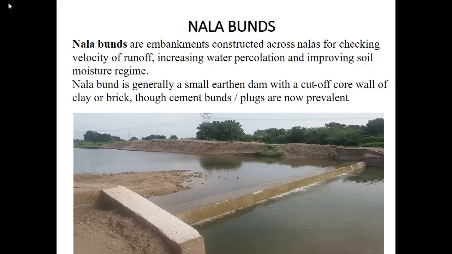Nala bunds. These are embankments constructed across the nalas for checking the velocity of the runoff, increasing water percolation and improving soil moisture. A nala bund is generally a small earthen dam. In Kannada we say oddu. Okay, with a cut-off core wall of clay or brick, though cement bunds and plugs are now prevalent. Nowadays people use cement plugs, but in earlier days clay or brick walls were used.